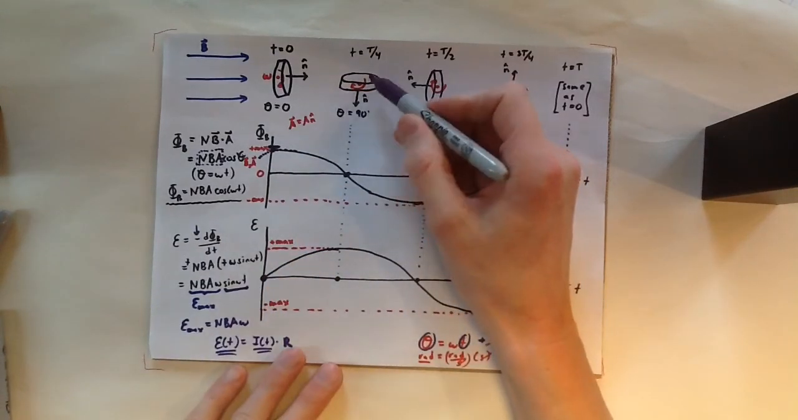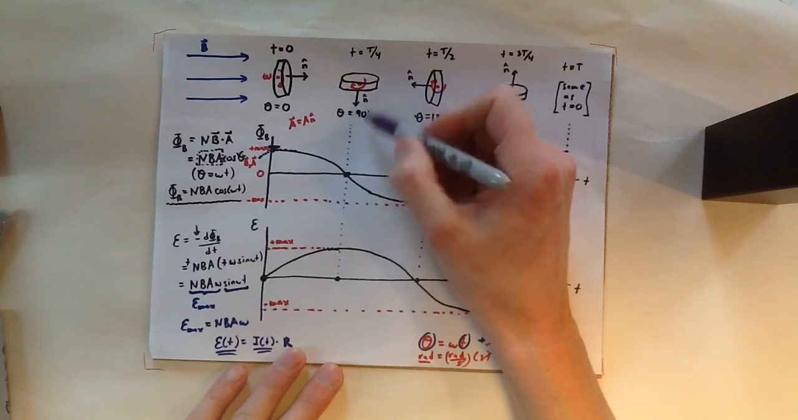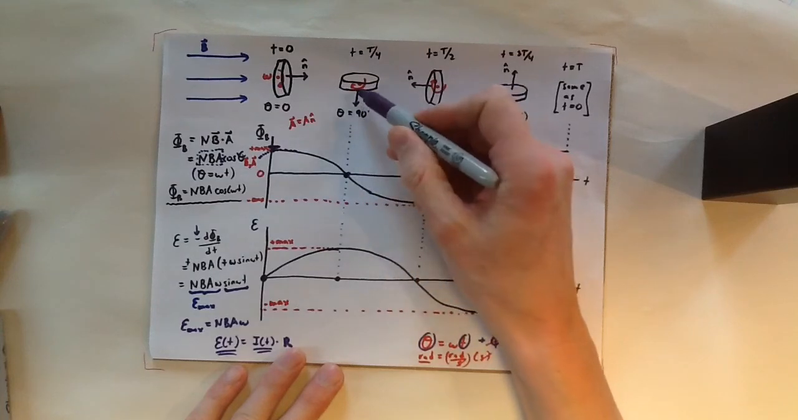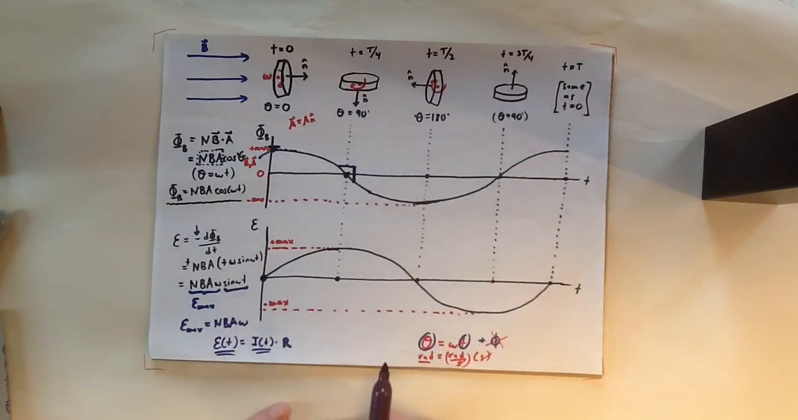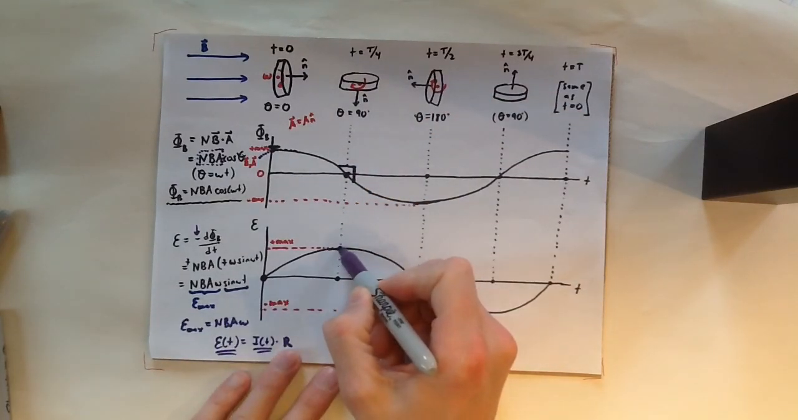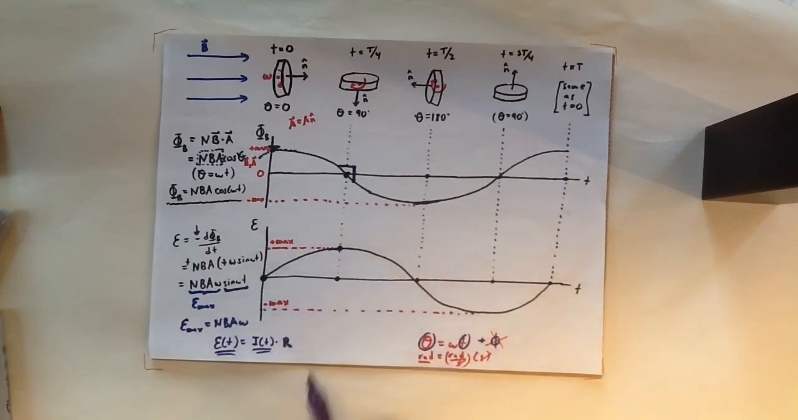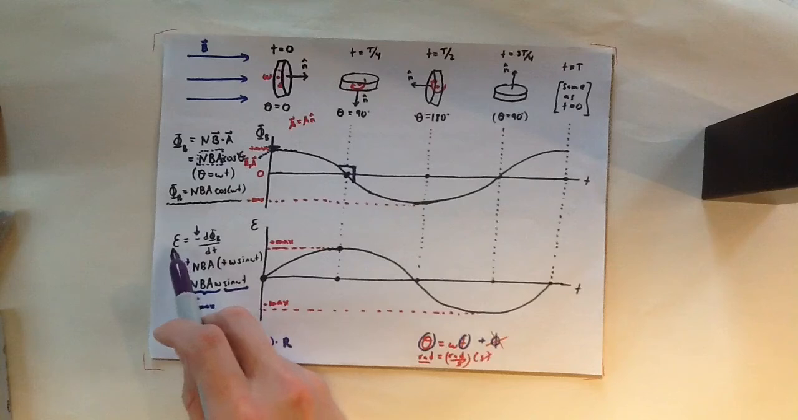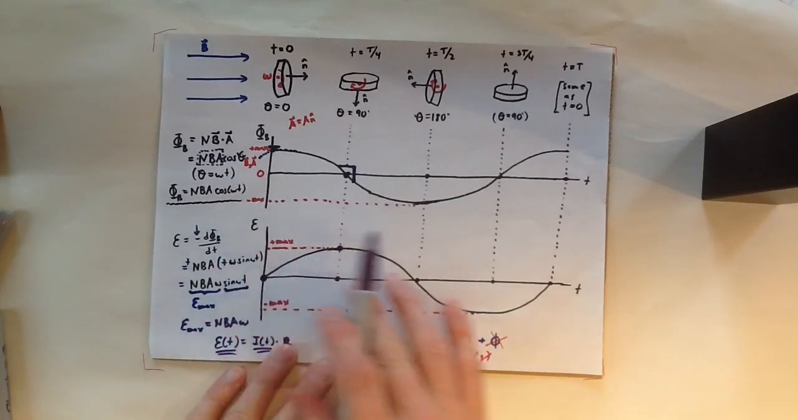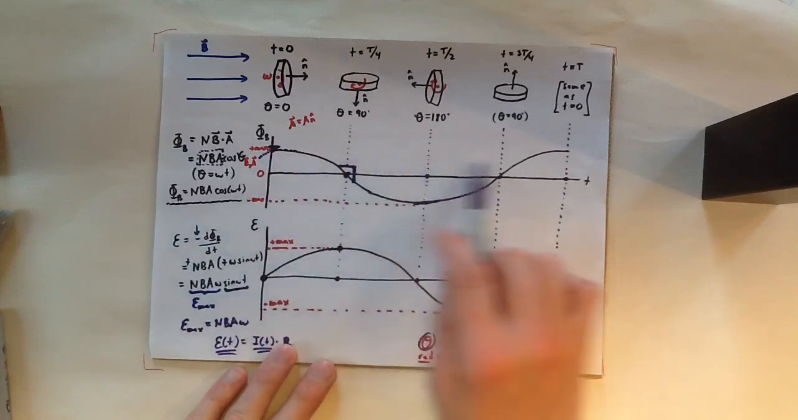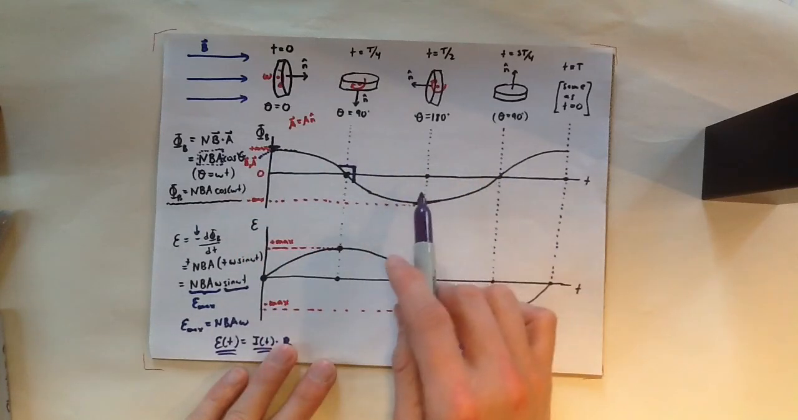Now, conversely over here, at this moment, there is no flux. The normal vector is 90 degrees to the field. However, its rate of change is actually the largest there, and that is why you have the largest EMF there. So again, remember that the EMF is tied to the rate of change of the flux. If you want to know what the EMF is going to do, you need to look not at the value of the flux graph, but at the slope.